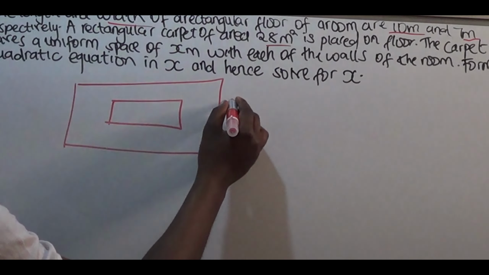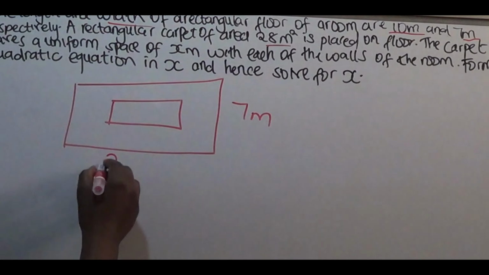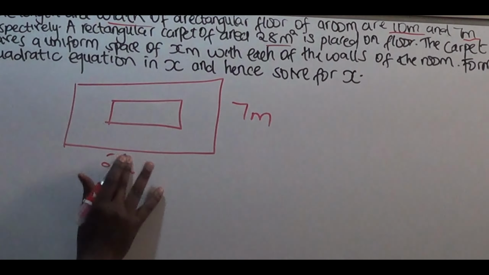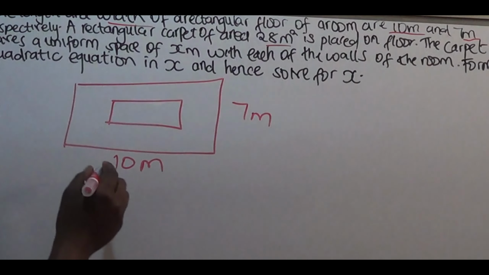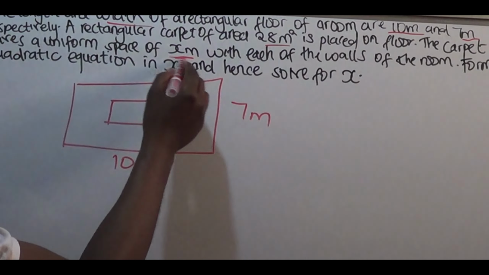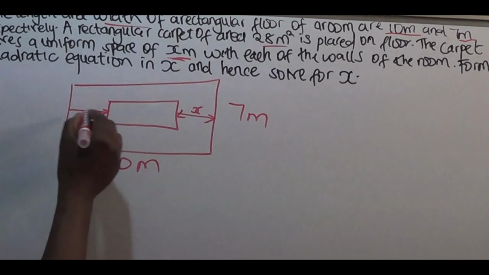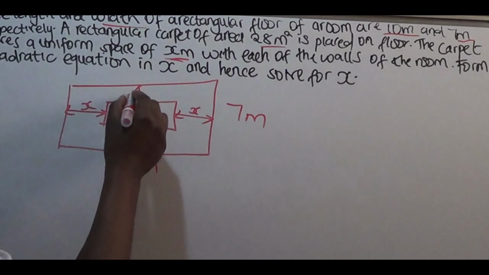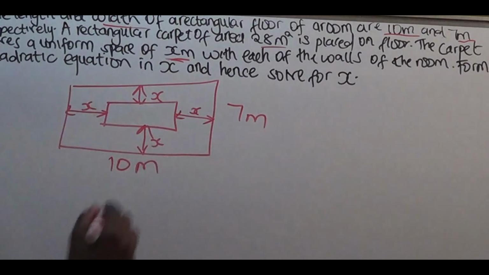So the carpet we are given is 7 meters, then the length here is 28, that is 10 meters. Then we are being told that it leaves a uniform space of x. So from here up to here is x, from here up to here is x, from here x, a uniform space x.